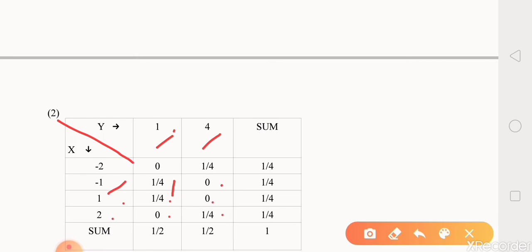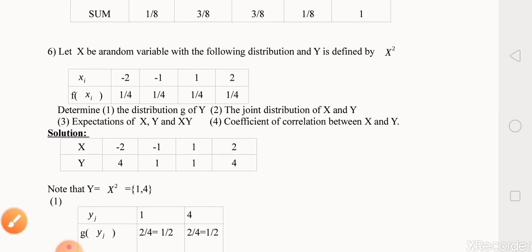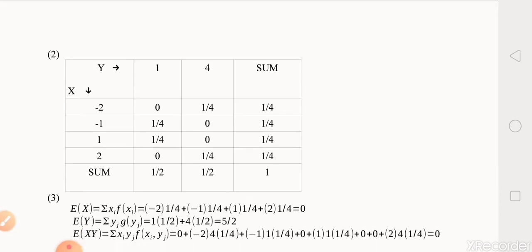Now you find the sum of this column, it is 1 by 2, and here also 1 by 2, and in each row the sum is 1 by 4. So the total sum is 1. This is the joint distribution of x and y. Now we have to calculate expectations of x, y, x into y.